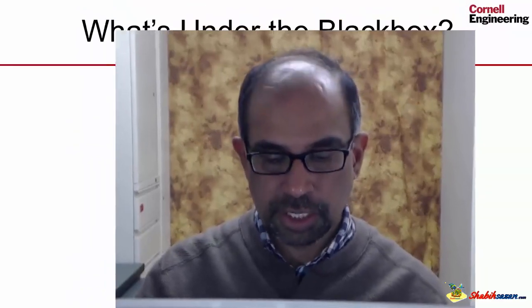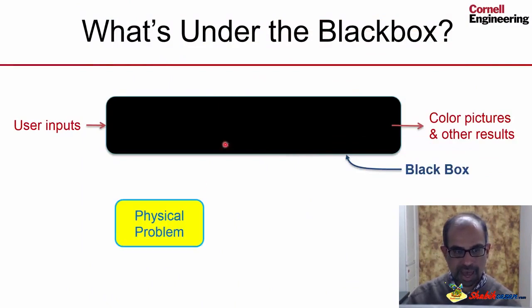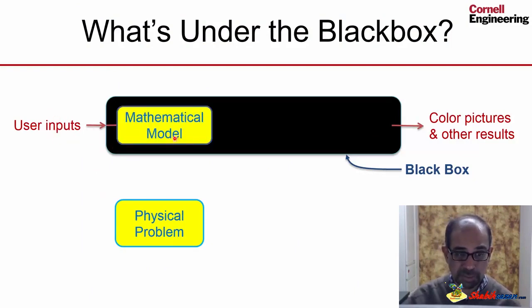Let's think through what's under the black box. So we have our black box and we have our physical problem. We are determining what the user inputs are, geometry, etc., based on the physical problem. And the tool uses these user inputs to figure out what is a mathematical model to be solved.